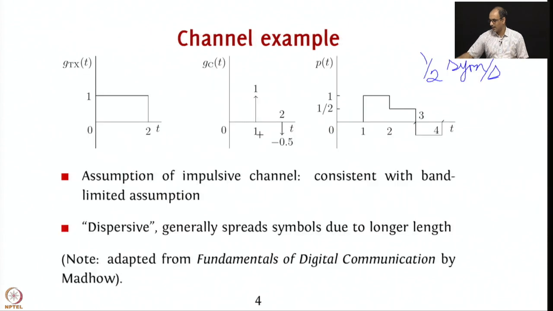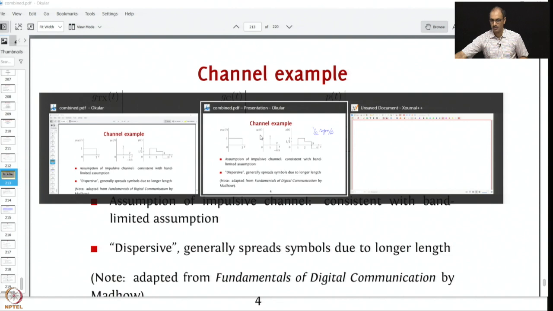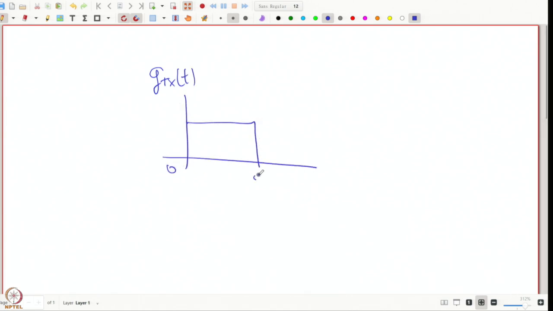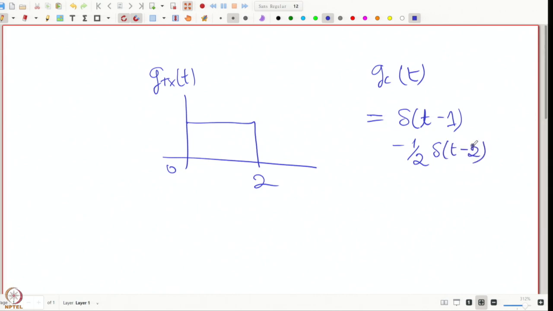But before that, let's go back and prove that this is indeed the p of t that you will get. So our gtx has this form, and gc has the form of delta of t minus 1 minus half delta of t minus 2. Let me write it in terms of the impulses because it is convenient. By the way, remember that the rate of signaling is actually half symbol per second. So one symbol is from 0 to 2 seconds, the next is from 2 to 4 and so on.